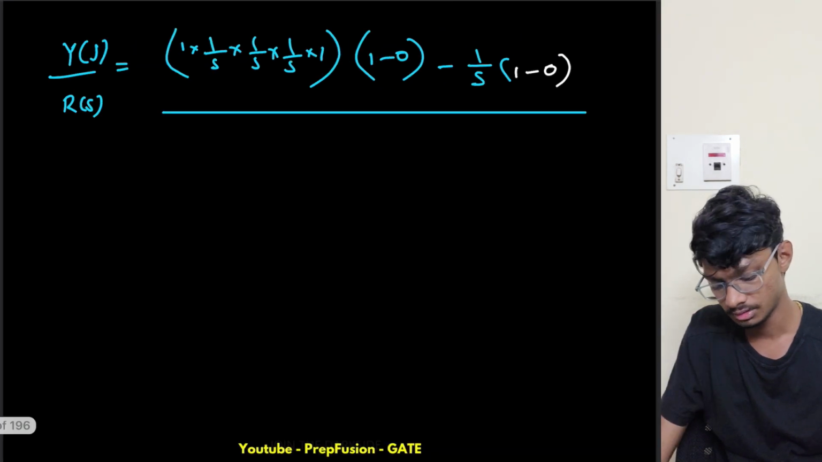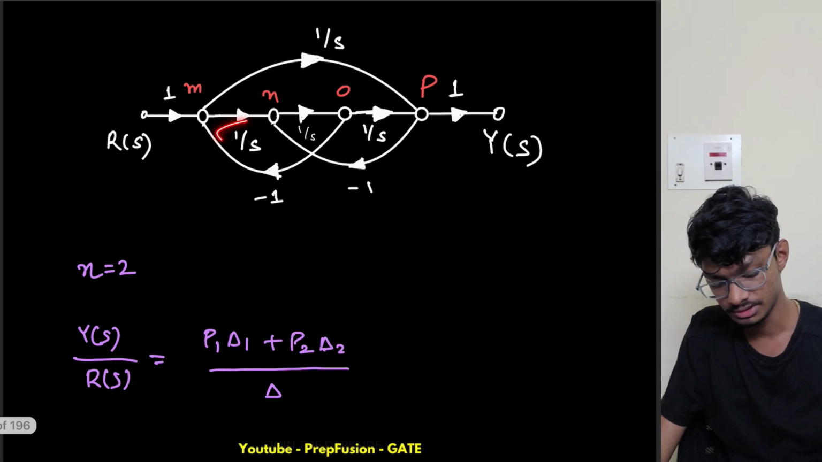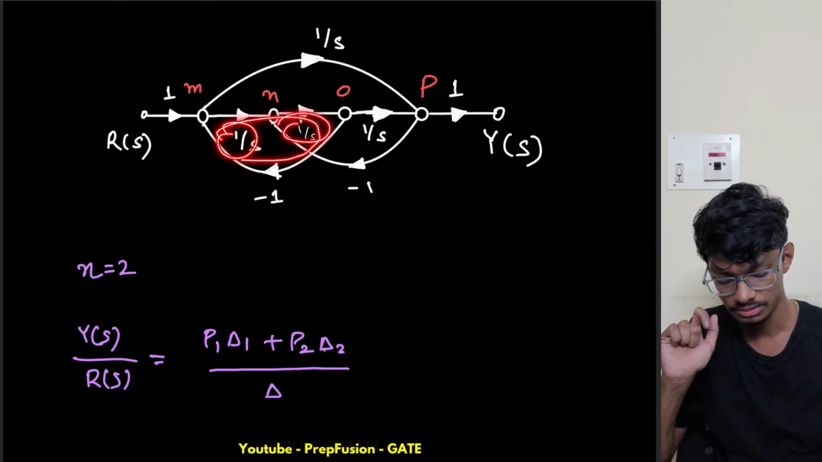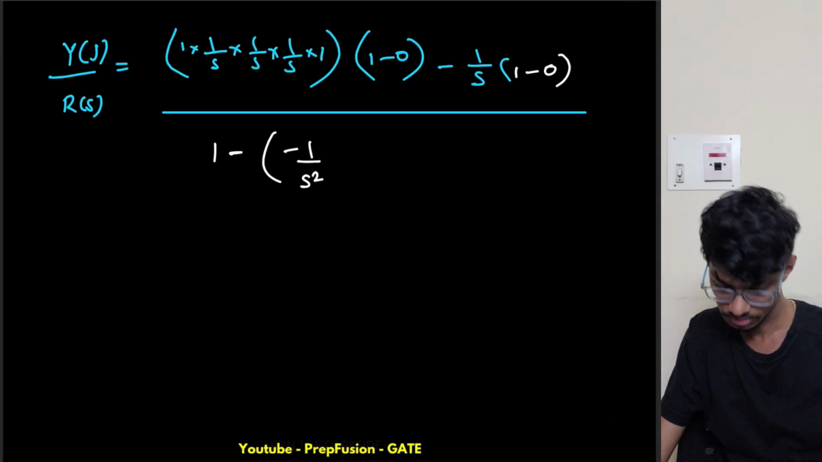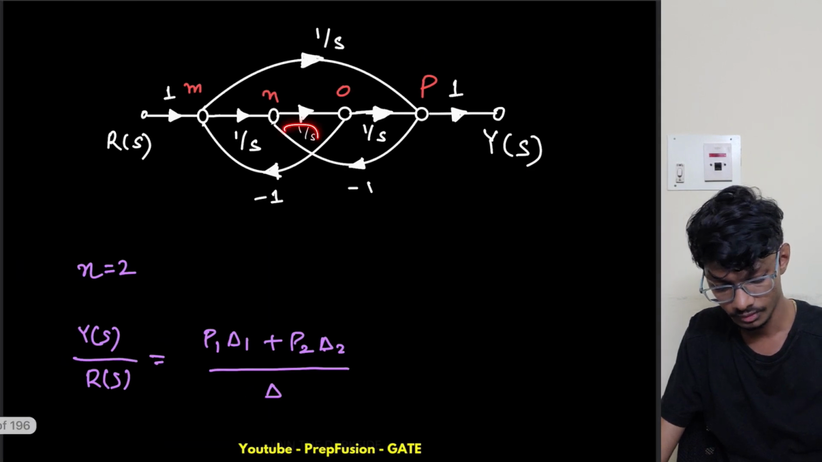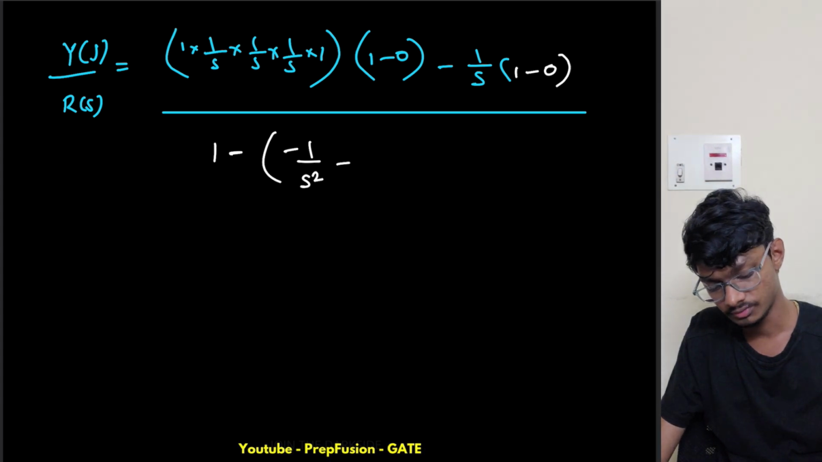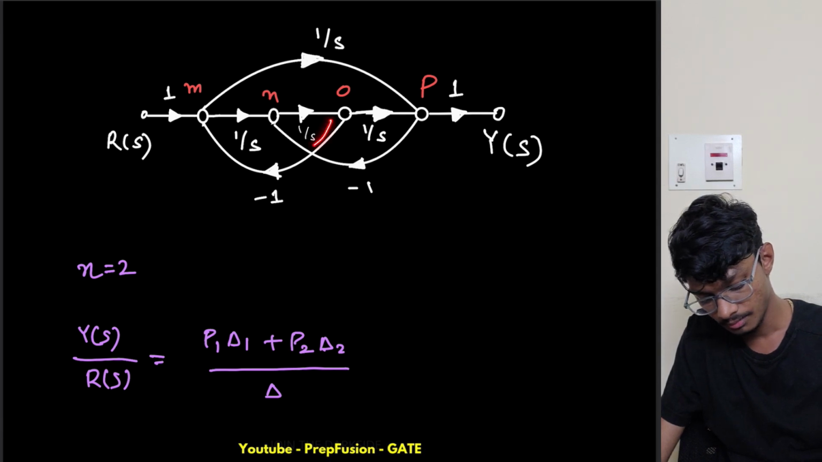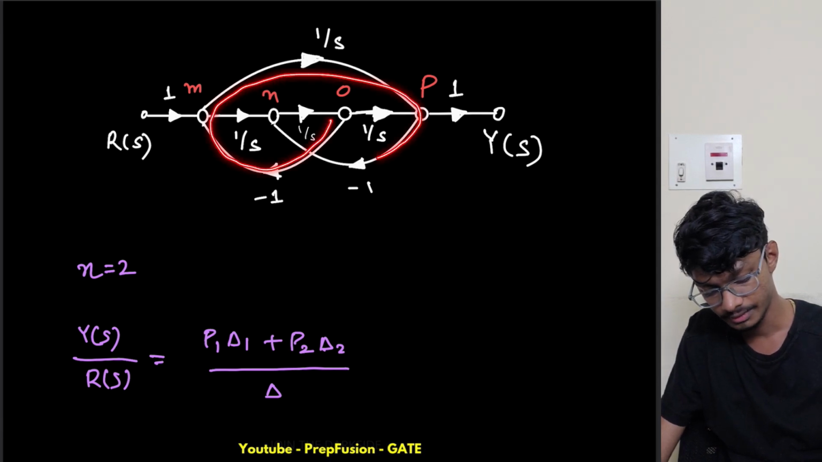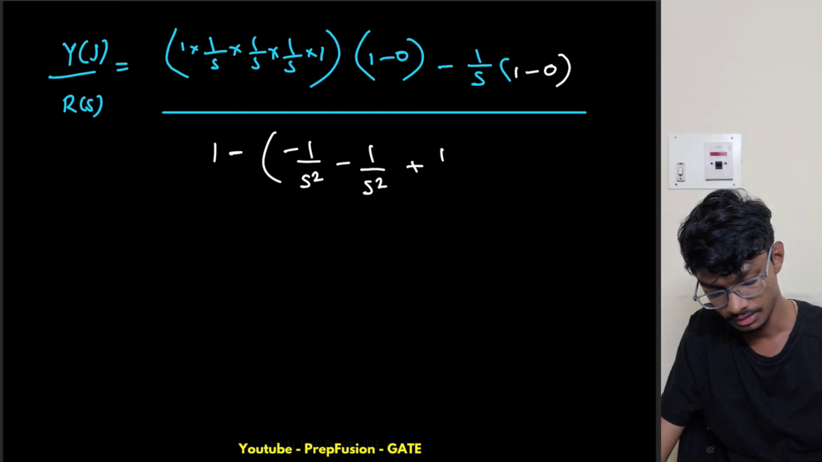So let me slowly write the gain of each loop. 1 minus the first one, that is 1 by s times 1 by s times minus 1, so minus 1 by s square. And this is 1 by s times 1 by s times minus 1, so again minus 1 by s square. And the third loop is minus 1 by s times minus 1, so plus 1 by s times 1 by s, which is 1 by s square only. So plus 1 by s square.